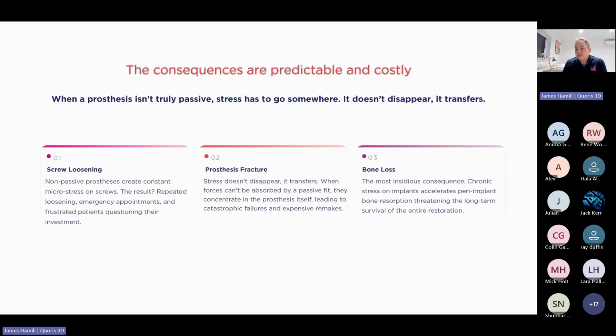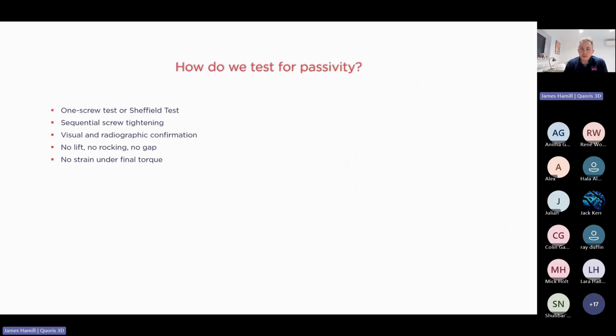And thirdly, which is probably the most insidious consequence, is bone loss around the implant. So stress onto the implant caused by an ill-fitting prosthesis will accelerate peri-implant bone resorption, and this can obviously threaten the entire survival of the restoration. So these are situations that we don't want to find ourselves in.